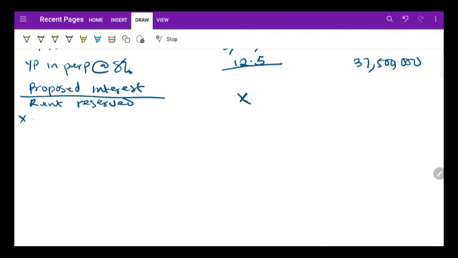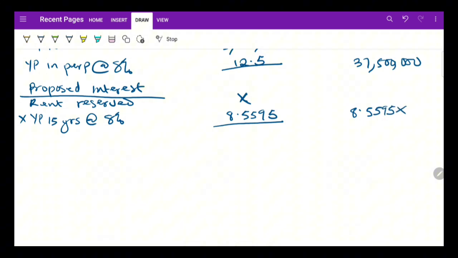Yes, and then we multiply it by an appropriate YP, which is YP. For this question, it's a single rate, so YP 15 years at 8%, and that is 8.5595. Okay, and that gives us 8.5595x. And for the reversion, so this is for the term. This is for the term. So for the reversion, we have, of course, it will revert to FRV. Please also check out our term and reversion video for details on how to appropriately or accurately do a term and reversion valuation. So for the reversion, it will revert to FRV, 3 million naira.